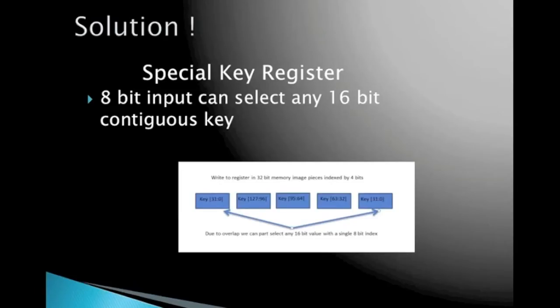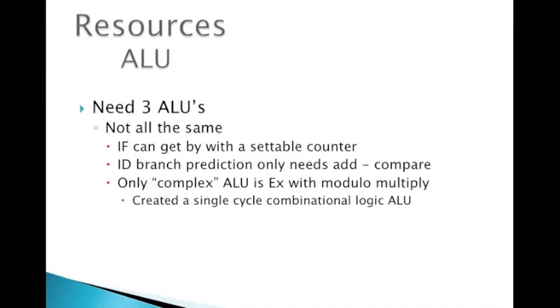So my solution is a special key register. Basically, I overwrite the lower 32 bits on the top so that I can select any 16-bit contiguous key just from an 8-bit input select. This allows me to not have to calculate or do bit shifting. I can just key that into my instruction set and it will automatically grab the right key for me.